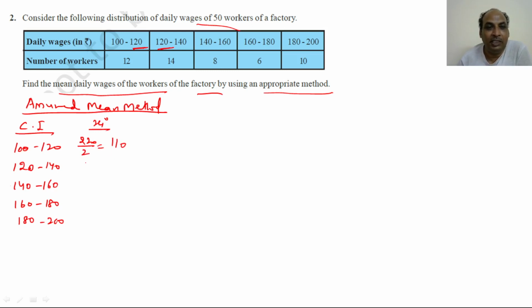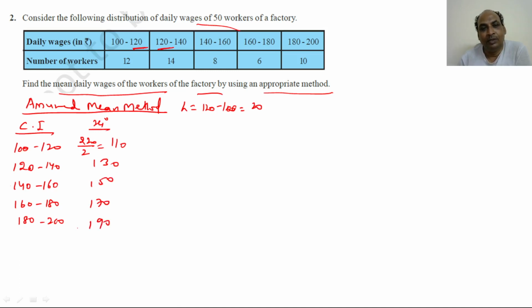Okay, so 110. Now, what is the class size? Class size h is 120 minus 100, which is equal to 20. Right? So class size is 20. Just we need to add it. It will become 130, 150, 170, 190.